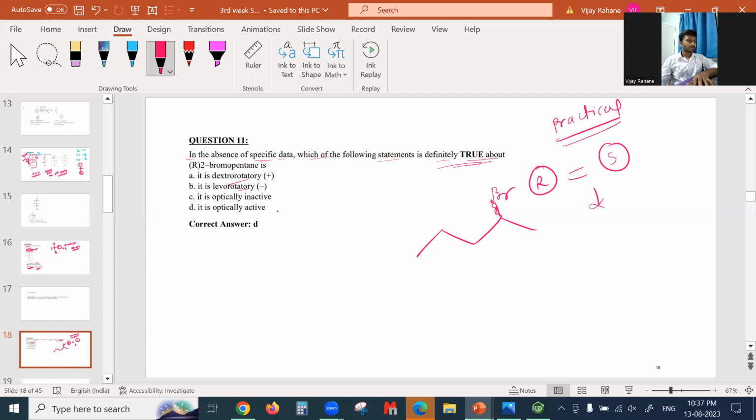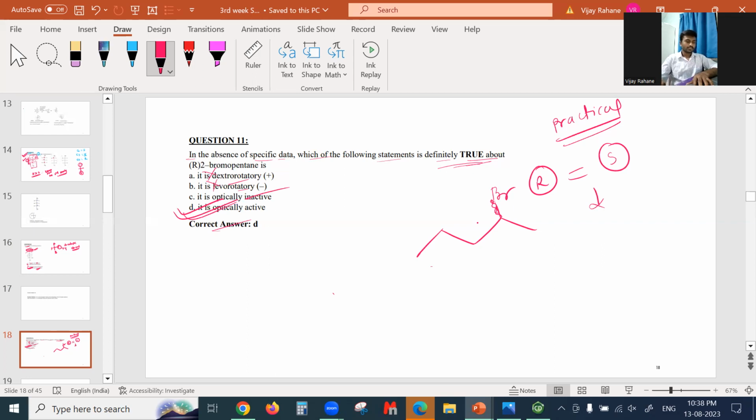The dextro and levo can be confirmed only after measuring the optical rotation. We can't say theoretically, by just doing the numbering and assigning the R/S configuration, whether it is dextro or levo rotatory. So definitely the two statements are incorrect about it being optically inactive, since it has a chiral center, so it should be optically active. So this is the wrong question. The correct option is D.